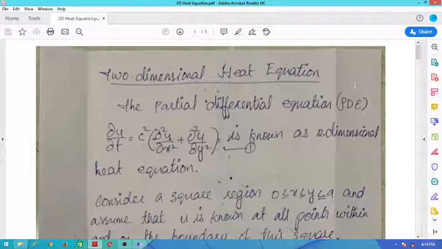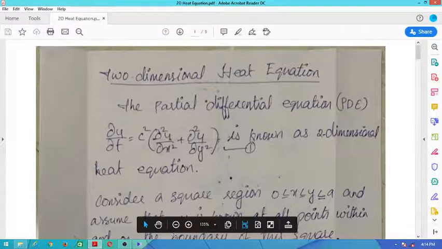In this video, we discuss the numerical solution of the two-dimensional heat equation. The partial differential equation ∂u/∂t = c²(∂²u/∂x² + ∂²u/∂y²) is known as the two-dimensional heat equation.